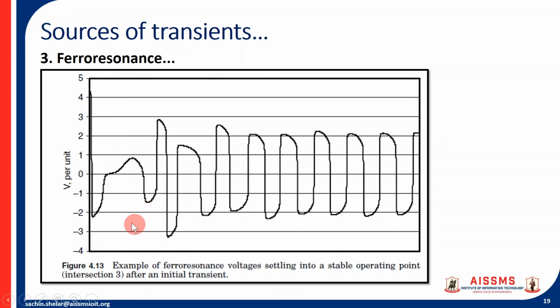So this is a typical one. You can see that every transient has its own characteristic waveform. So by looking at the waveform, one should be able to tell what kind of transient is happening, what kind of source it must be.